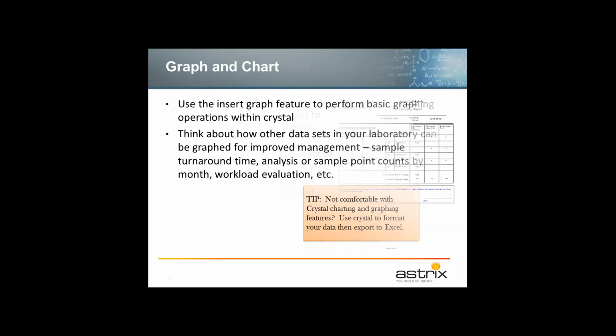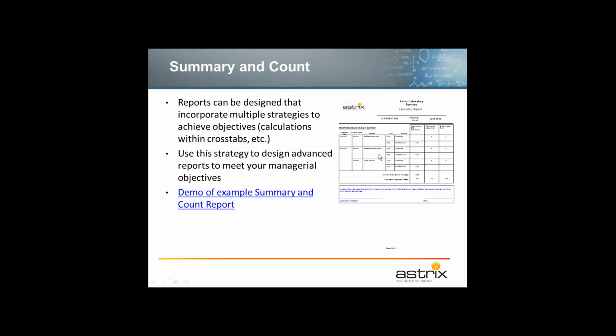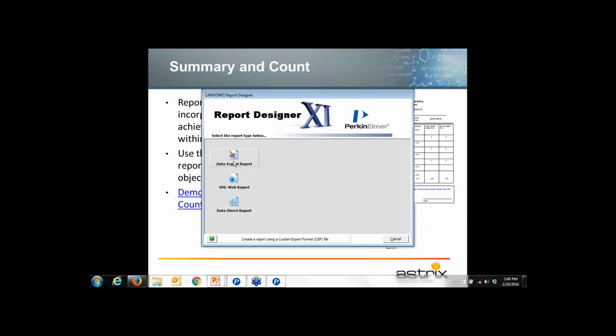Okay, guys, final report. Summary and count type report. This is just one report that illustrates multiple strategies that we talked about in this webinar. It internalizes some calculations within crosstabs, etc. When you start thinking about more advanced reports, incorporating all the features that we talked about today, this wraps it all up at once. So I'm going to launch this summary and count report. Again, it's a data export report.